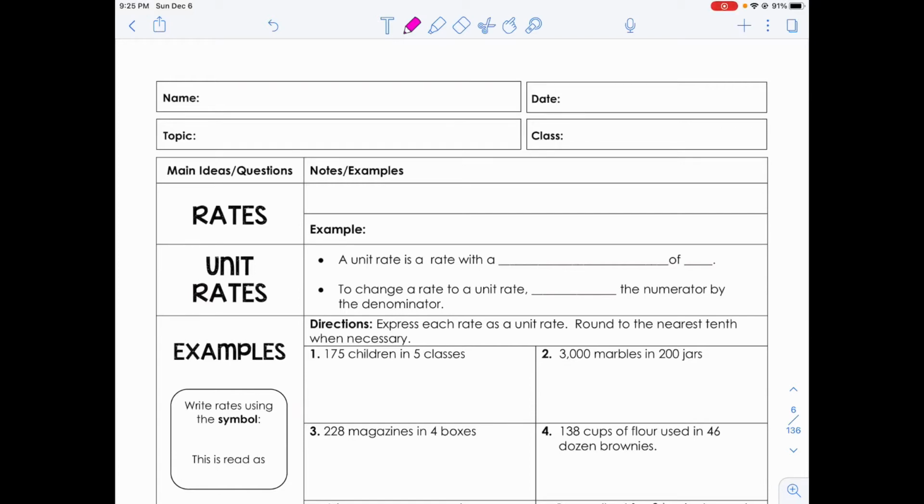Right, today we are on our second section of notes for our unit. This one we are talking about rates and unit rates.